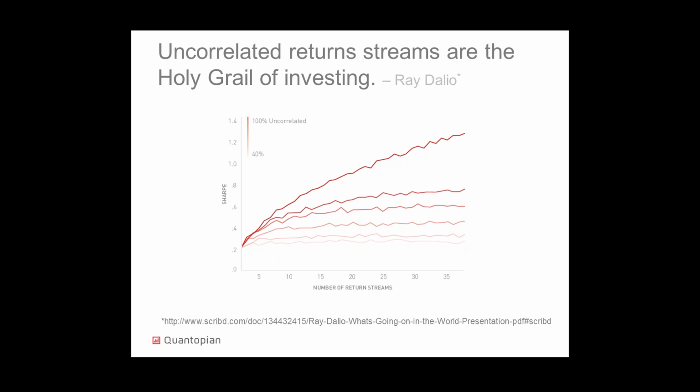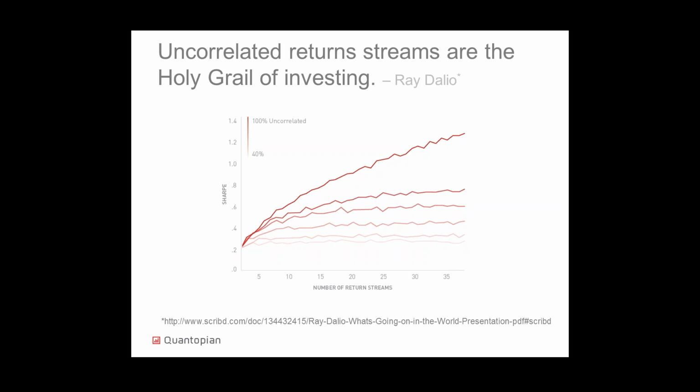So as we move along the x-axis, we're simulating holding 5 assets or 10 or 15 all the way up to 35. You could also think of those as individual return streams or individual algorithms that we're combining to form a portfolio. And what we're showing on the y-axis is the resulting Sharpe ratio of that portfolio level return. All that varies as we move up from the lightest red to the darkest red curve is the average pairwise correlation of those return streams that we're adding together.